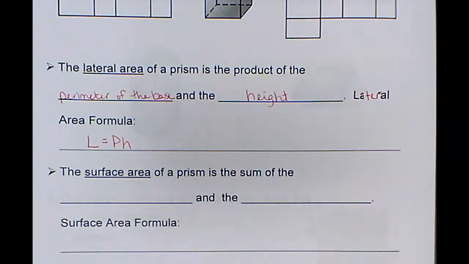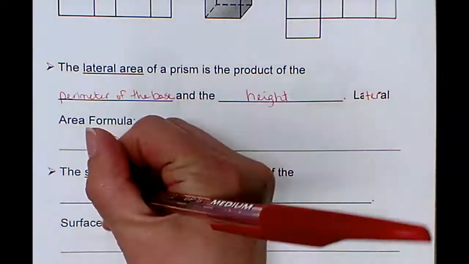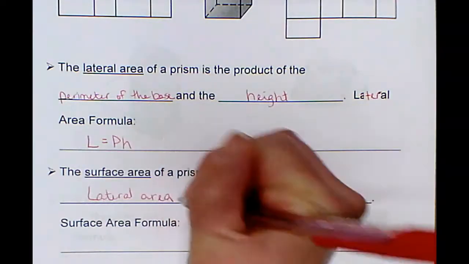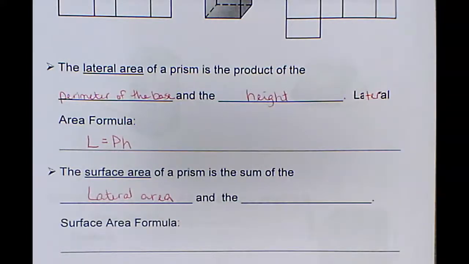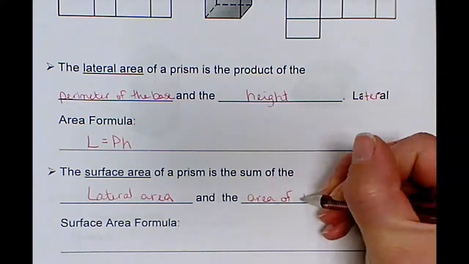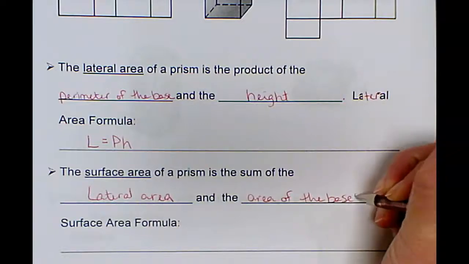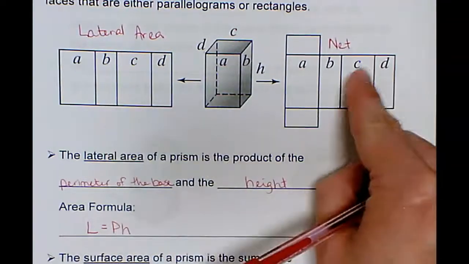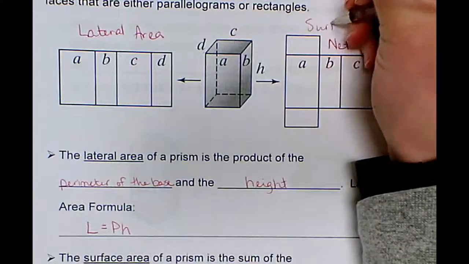The surface area of a prism is the sum of the lateral area that we just talked about in the previous bullet point and the area of the bases. So you add everything together. So this was lateral area, this is the total surface area.